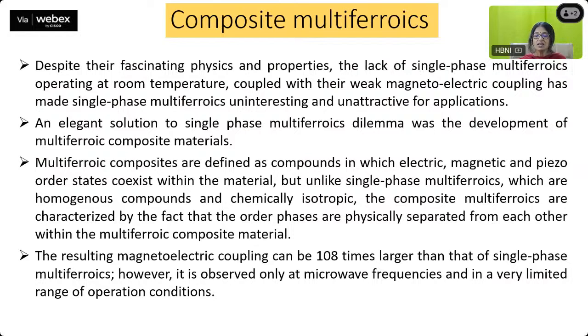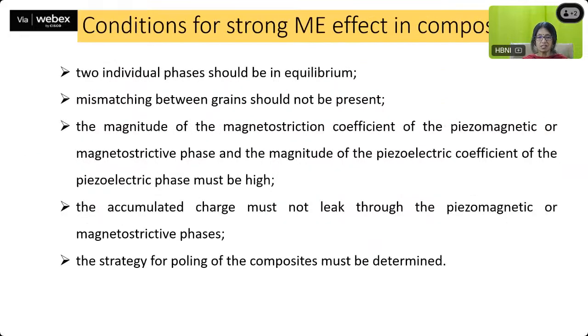These composites are compounds in which the electric, magnetic and piezo order states coexist within the material. But unlike single phase multiferroics, which are homogeneous compounds and chemically isotropic, composite multiferroics are characterized by the fact that the order phases are physically separated from each other within the material. The resulting magnetoelectric coupling in this case can be 100 times larger than that of single phase multiferroics. However, this is only observed at microwave frequency and in a very limited range of operation conditions.